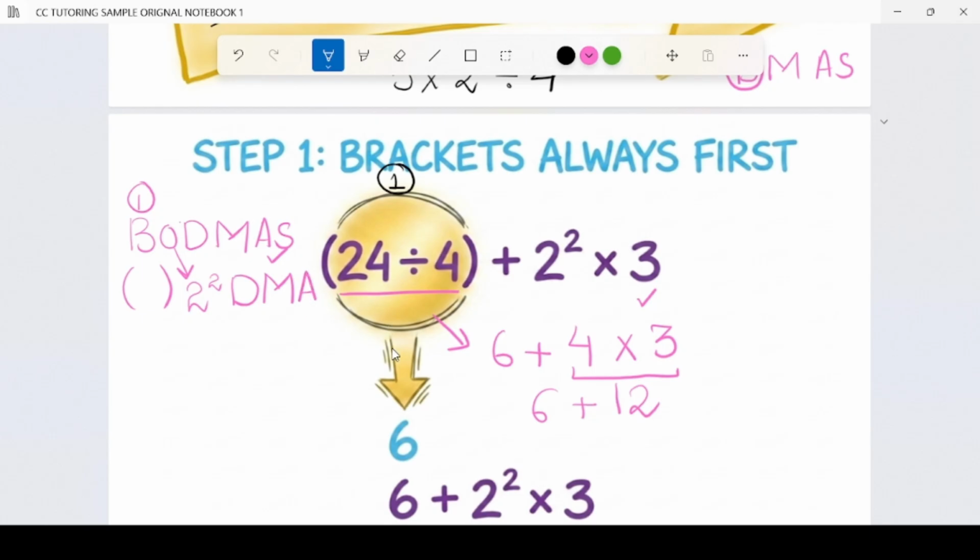Now we have multiplication. After that there is addition. 12 plus 6 is 18. So this is my answer for this specific equation. The only thing I'm saying is that if you have an equation and you are not following the rule of BODMAS, you will end up with the wrong answer. So the answer for this is 18.